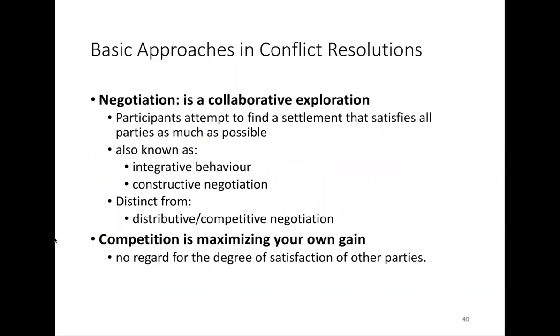Basic approaches in conflict resolution, including the first one, which is very commonly used in many platforms, is negotiation. It's all about collaborative exploration. At this point, we know that people are willing to negotiate. Participants would attempt to find a settlement. This settlement would, in fact, satisfy all the parties as much as possible. Negotiation is also known as an integrative behavior strategy to resolve conflict. And sometimes it's called constructive negotiation because they do have the willingness to come up with a compromise.